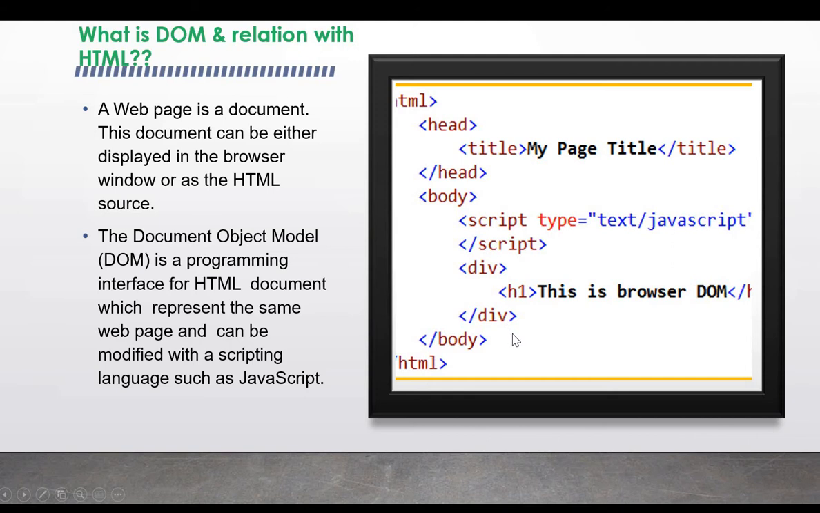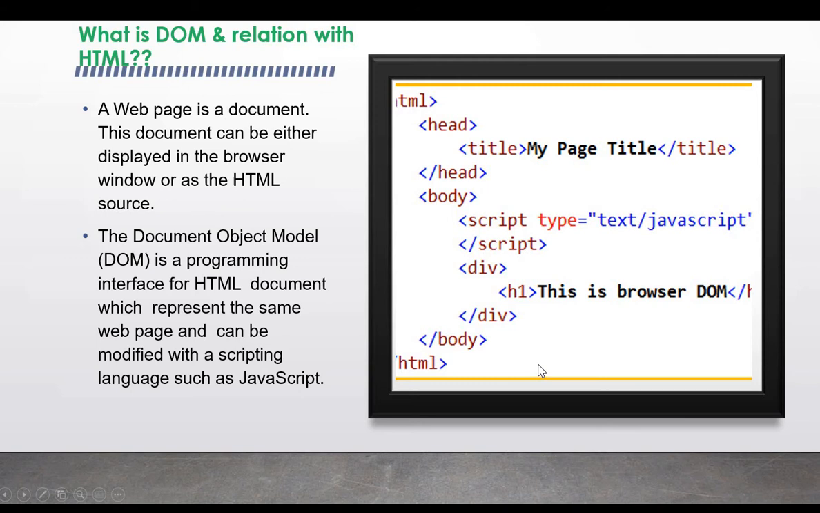When you write HTML code, it is an HTML file, and when you load the HTML file to see the view of your website through the browser, at runtime the HTML file is converted to a file called DOM, which is the document object model. That's why it's called the document. It is a programming interface for HTML. It is the outlook, the view of the HTML document, which represents the same web page and can be modified by a scripting language such as JavaScript.